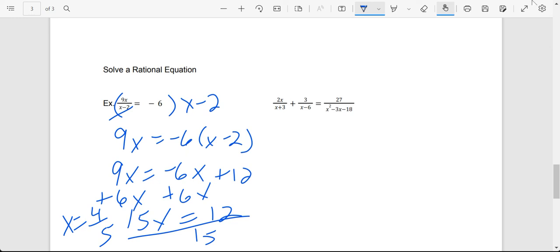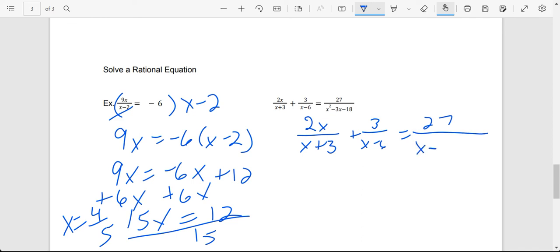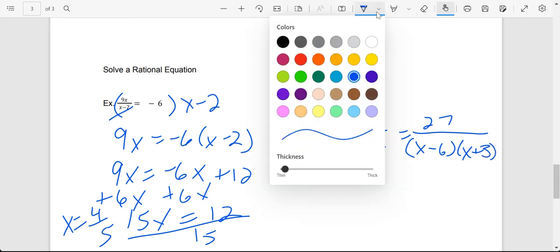Now for the second one, we will have to factor a little bit. So 2x over x plus 3 plus 3 over x minus 6 equals 27 over... You factor that. Factors of negative 18: negative 6, positive 3. I'm using a different color to help us decipher between the left problem and the right problem a little better.